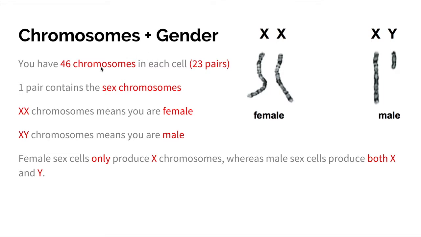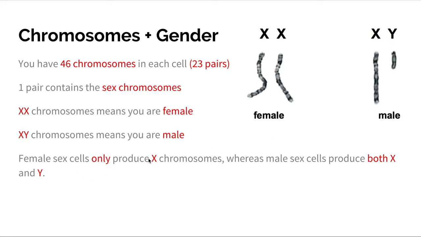You have 46 chromosomes in each cell, 23 pairs. One of those pairs contains the sex chromosomes. If you have XX chromosomes, so one chromosome is X, the other is also X, that means you are female. If you have one X and one Y, you are male, as shown here.